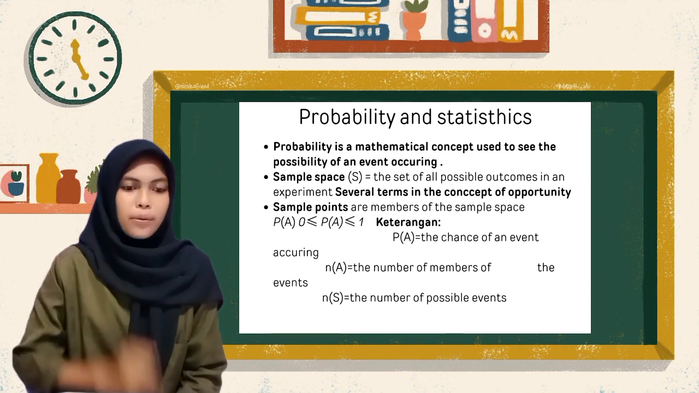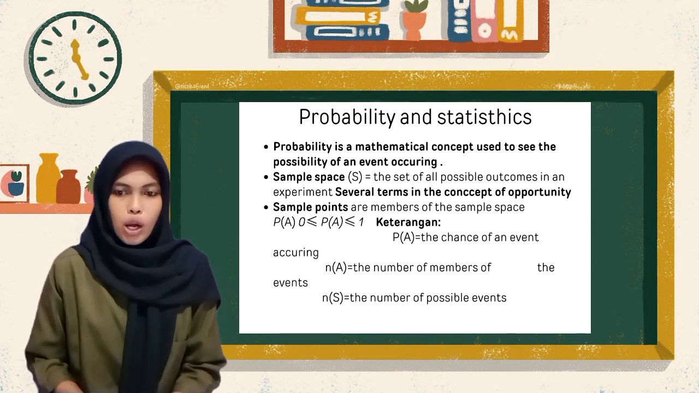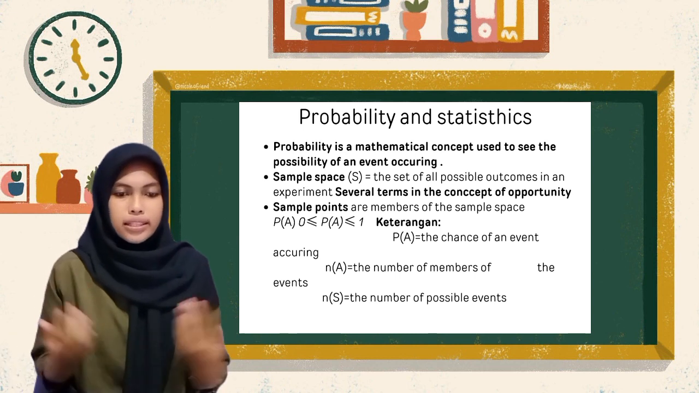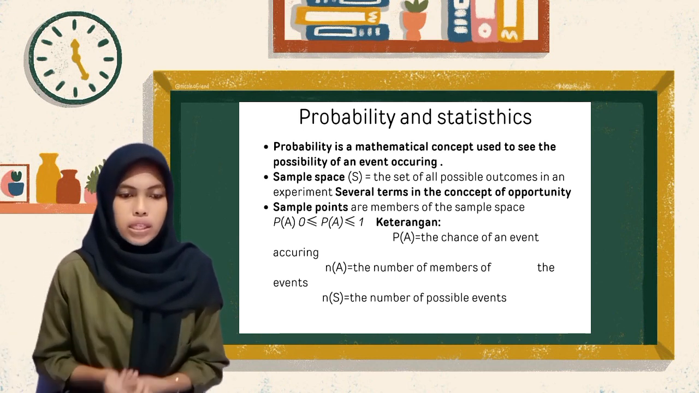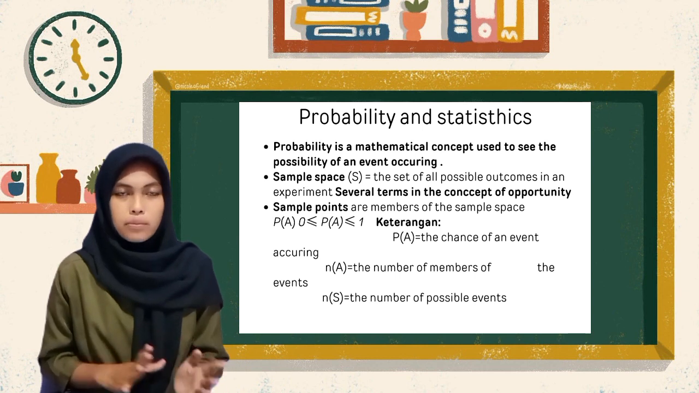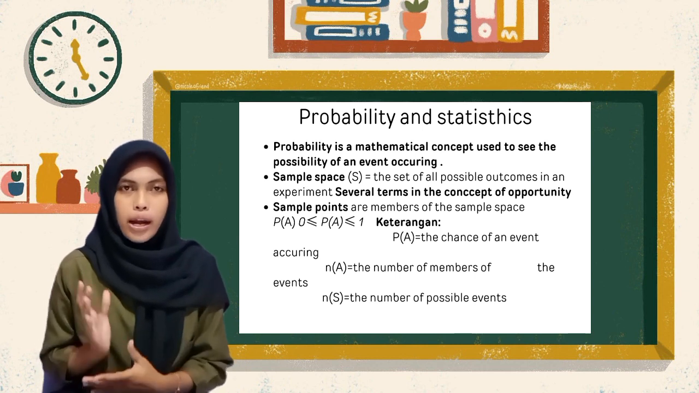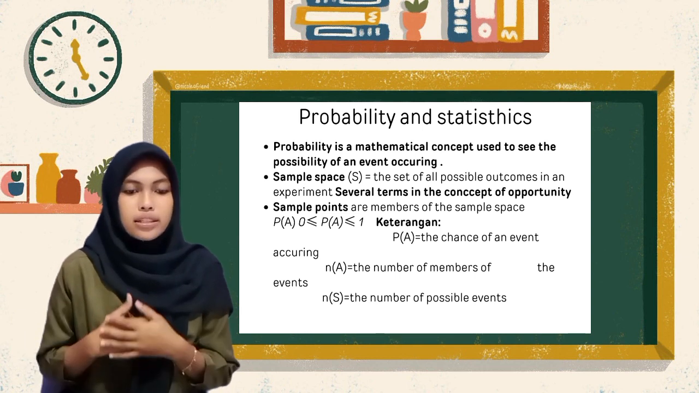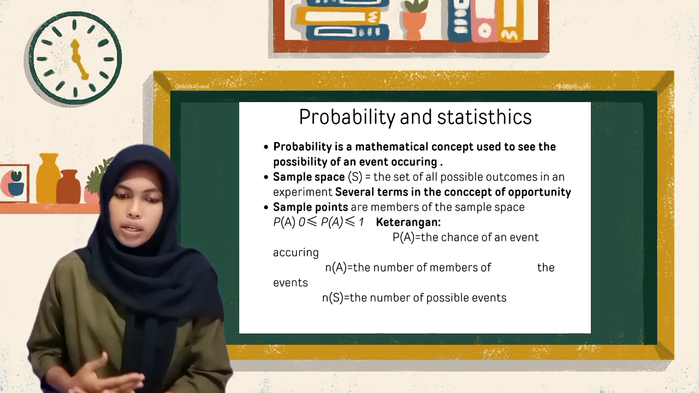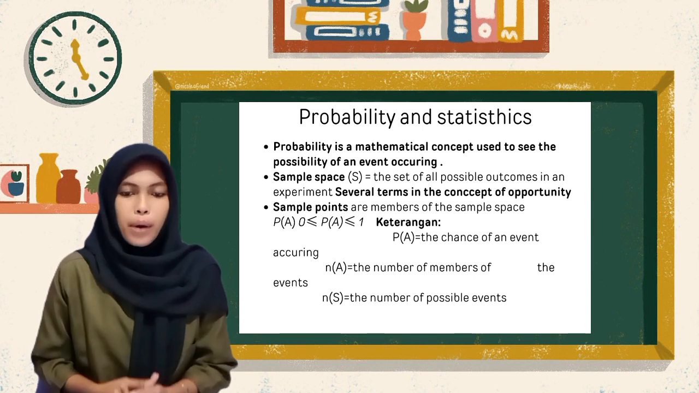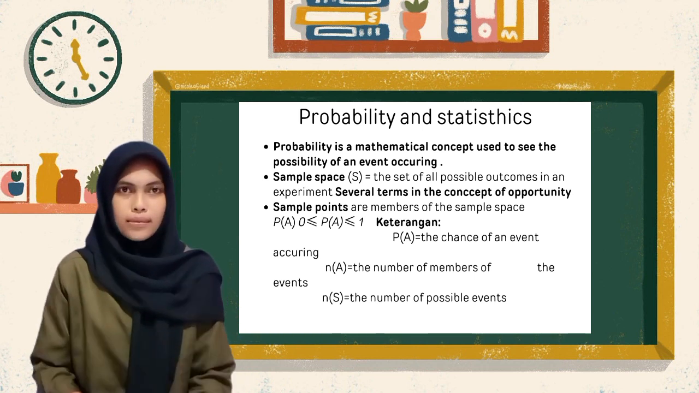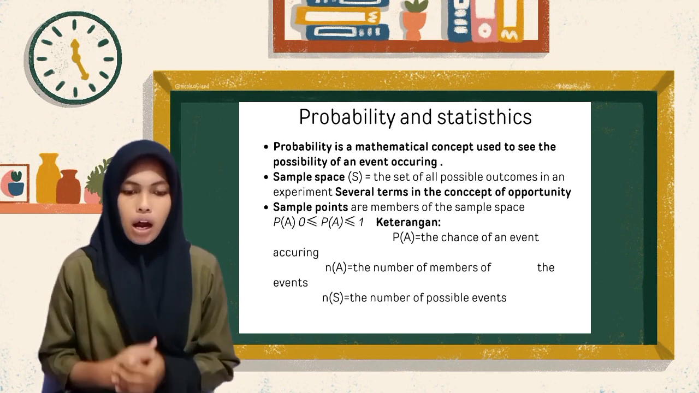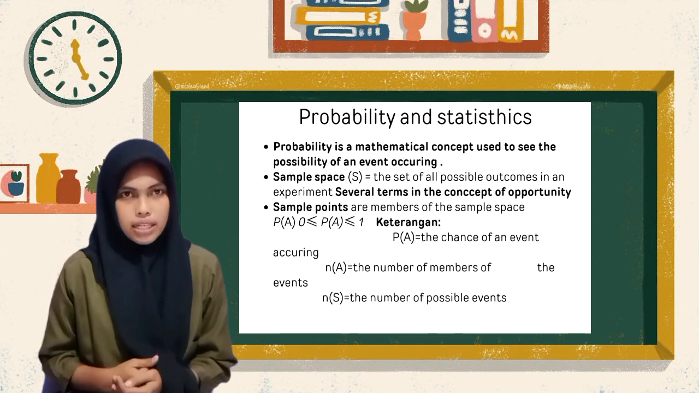These parts: sample space, with the symbol S, equals the set of all possible outcomes in an experiment, in the concept of opportunity. Next, event. An event is the result of an experiment that can but need not occur. And then sample points. Sample points are members of the sample space.